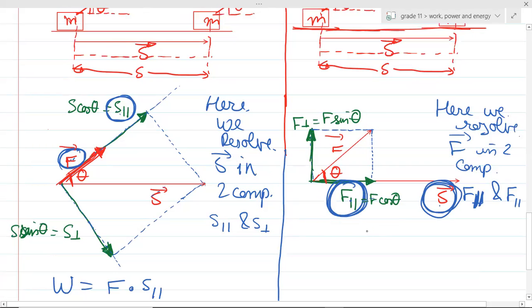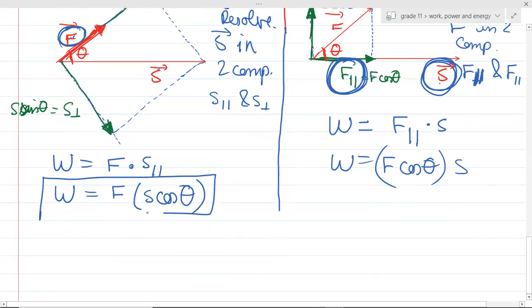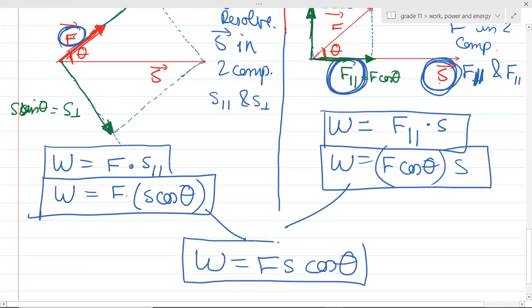So once you do that, you get work done is equal to F parallel multiplied by S. And what was F parallel? It was equal to F cos theta into S. So can you see over here, in both the cases, F into S cos theta? F cos theta into S. The work done was equal to F S cos theta. So from both the definitions, we are attaining the same result. Are you getting my point, guys? So basically, this is your work.